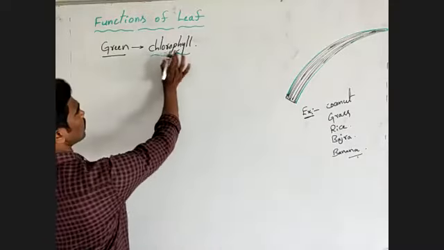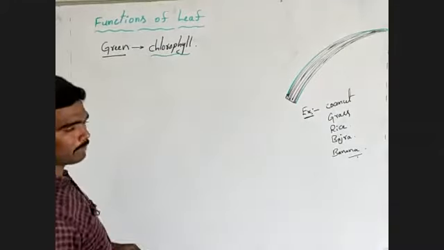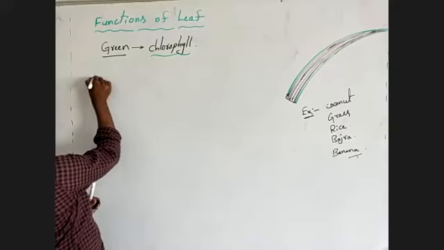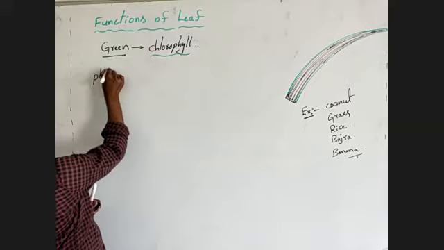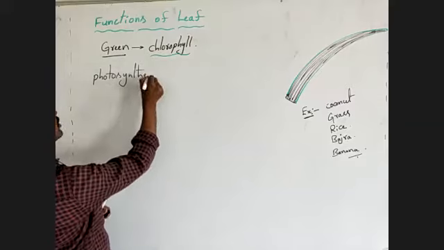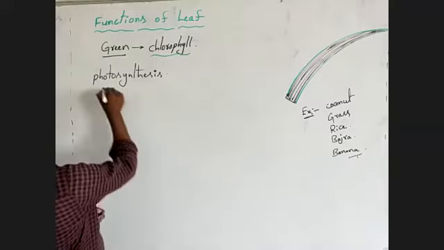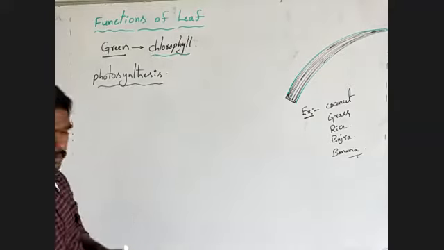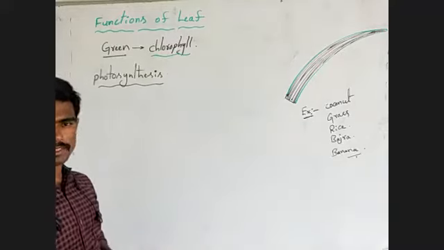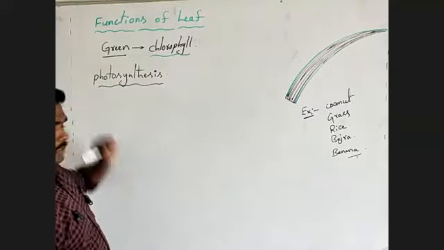Due to presence of chlorophyll pigment, leaves perform very important process, that is photosynthesis. Photosynthesis process. What is the function of chlorophyll in photosynthesis process?